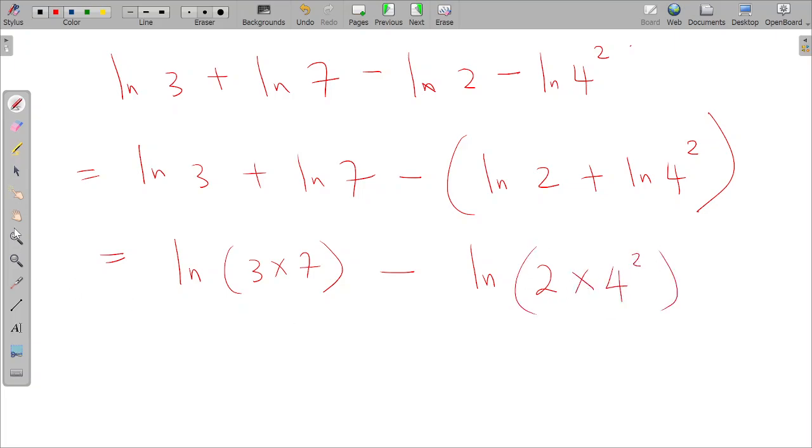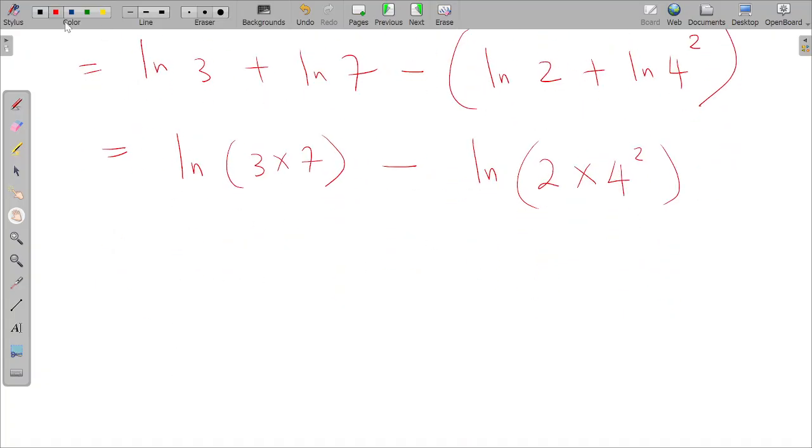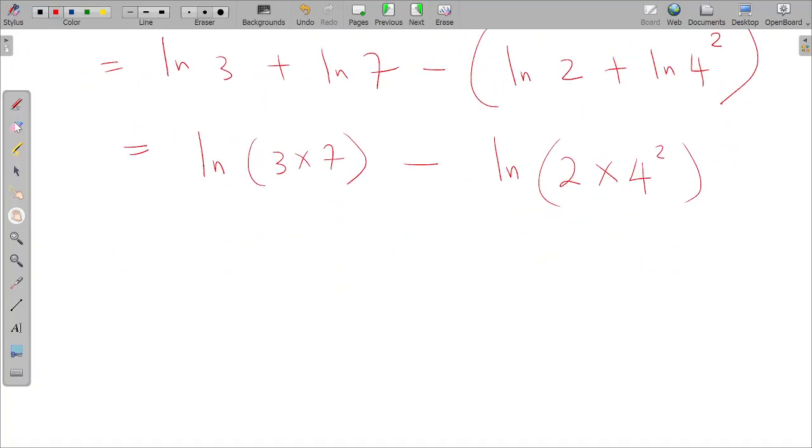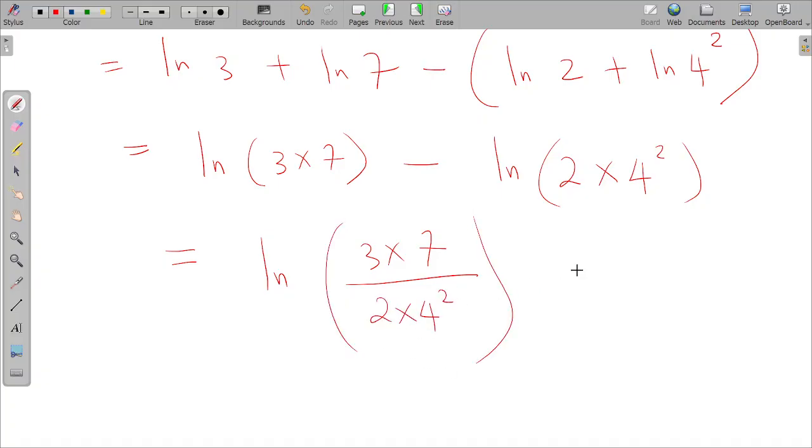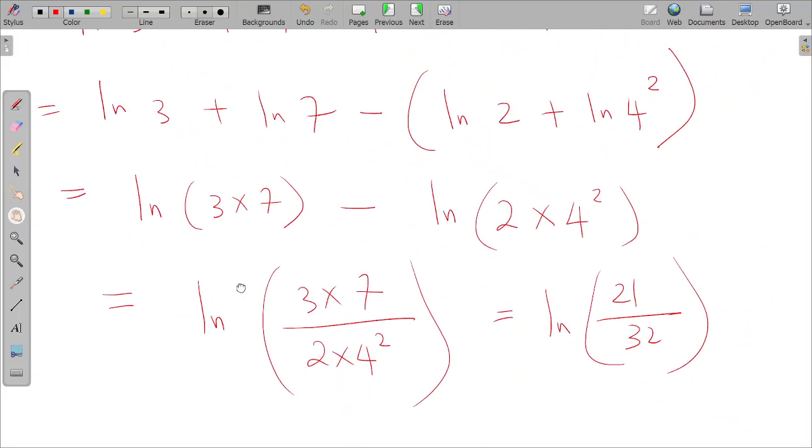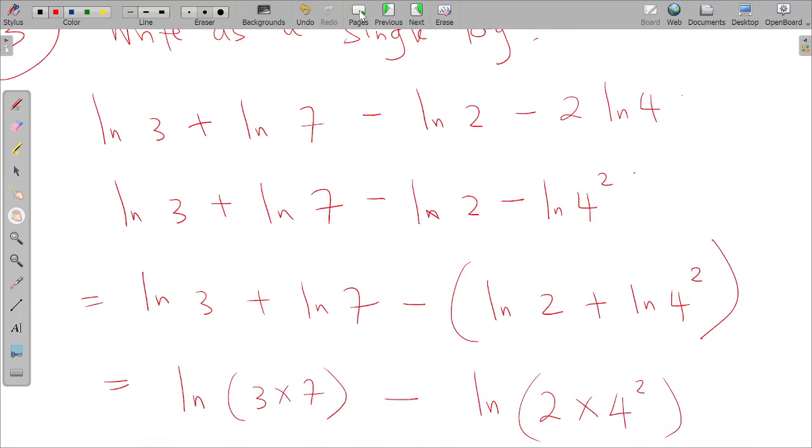So we have two different ln now. Now we can make it one ln: ln of 3 multiplied by 7 over 2 multiplied by 4 raised to power 2. That is a single ln now, which is ln of 21 over, 16 times 2, 32. All right, that is fine. I hope you understand. Please ensure you understand.